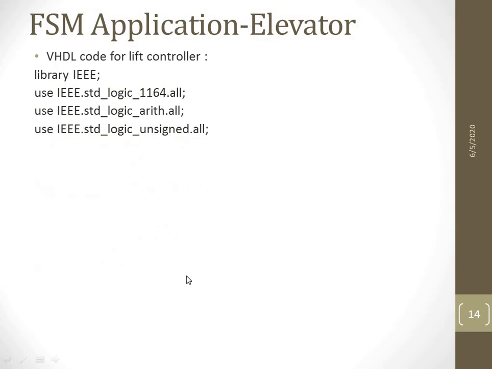So how to write VHDL code for an elevator or a lift controller? In the previous video or previous lecture also I have explained that in VHDL code we should always include library IEEE and the packages from the library IEEE. So library IEEE use the packages Standard Logic 1164, Standard Logic Arith for arithmetic operations, standard logic unsigned is for conversions. Some of the conversion functions are available in unsigned.